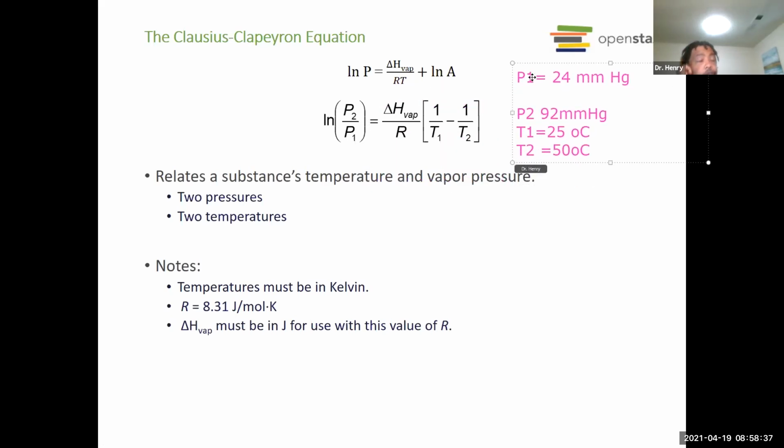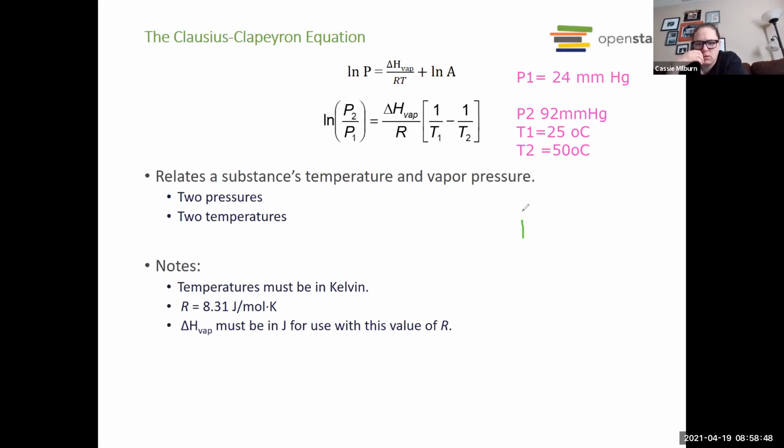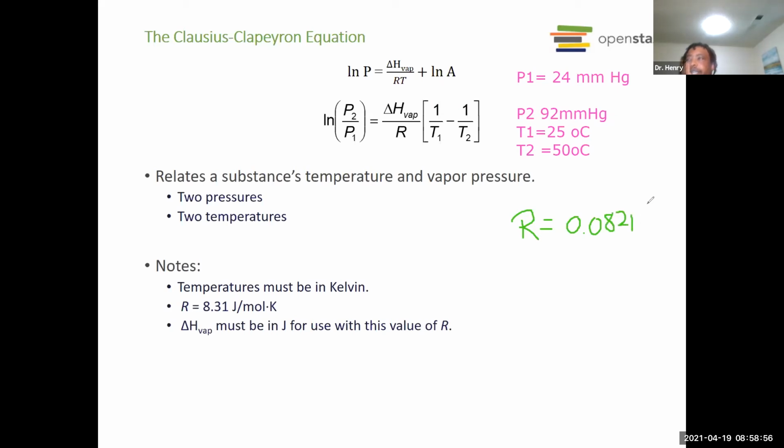So if you had this, could you calculate the heat of vaporization? Yes. So we know that R is equal to 0.0821, and that's atm liters per mole Kelvin. So what would we have to do in this circumstance?